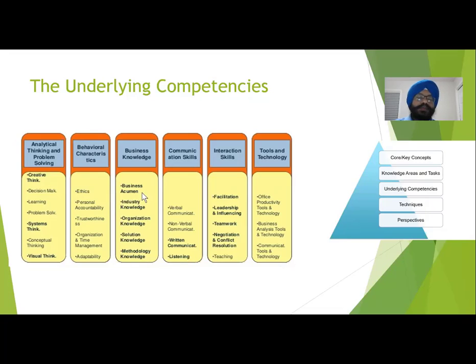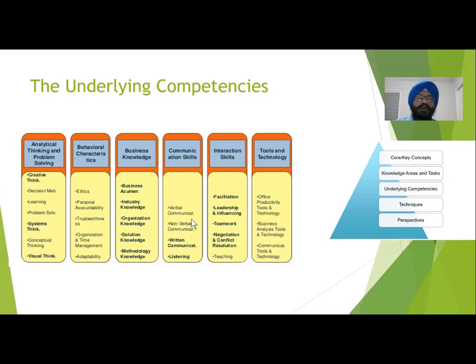Why? Because if you have business knowledge, industry knowledge, you understand one particular business domain. At the same time, you also combine that knowledge with the business analysis tools and techniques. Then you can become a very good, effective business analyst. So this is the point which a lot of people have asked, so that's why I emphasized.